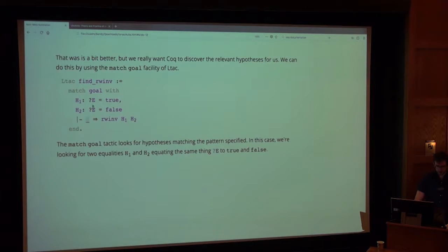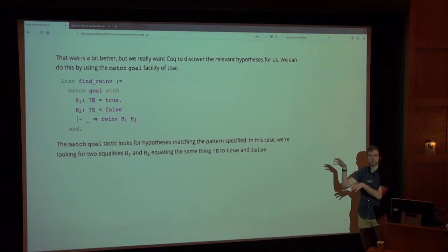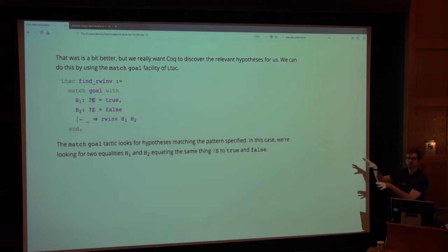It's also important to note that now we have these nonlinear patterns. And what do I mean by that? So this will only match a goal state where you have the same thing on the left-hand side of both of the equations. And you can't do this in a normal pattern match in Gallina, right? You have to have fresh pattern names or you'll get an error if you try and replicate them. Right. So are there any questions about this construct or should we see it in action?